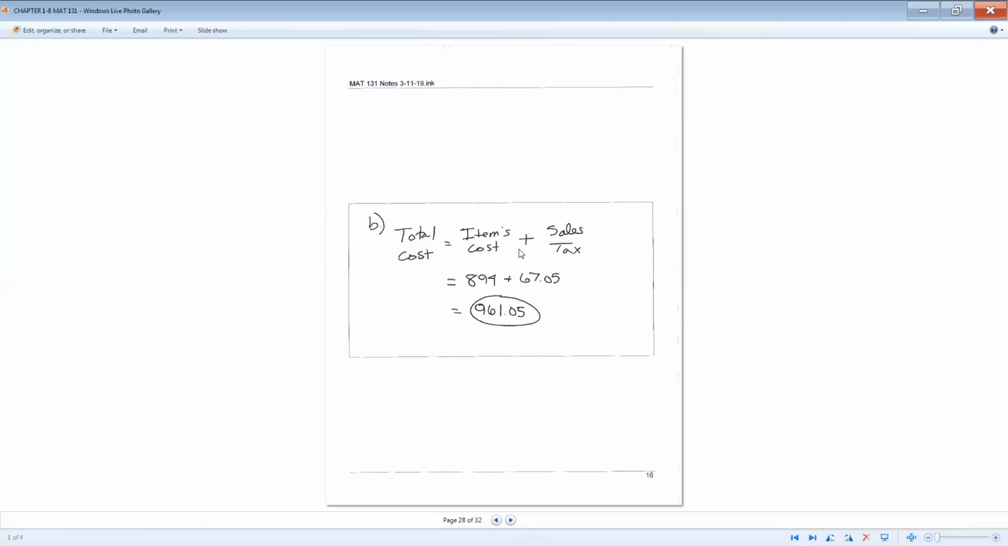Total cost is going to be your item's cost plus the sales tax. So it's $894 plus the 67.05. That would be $961.05.